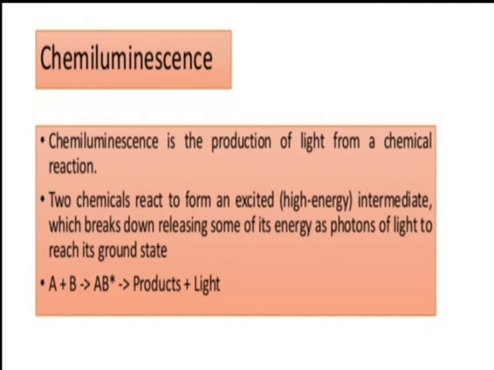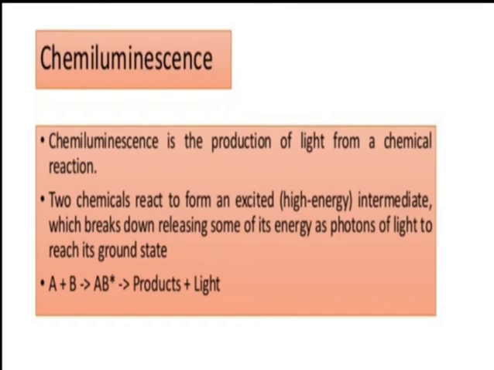Just for introduction, chemiluminescence is the production of light from a chemical reaction. Two chemicals react to form an excited intermediate which breaks down, releasing some amount of its energy as a photon of light to reach its ground state. That means initially the molecule is at a ground state, absorbs energy and goes to the excited state, and from the excited state it comes to the ground state with release of some amount of energy in the form of a photon, and this photon is of light.